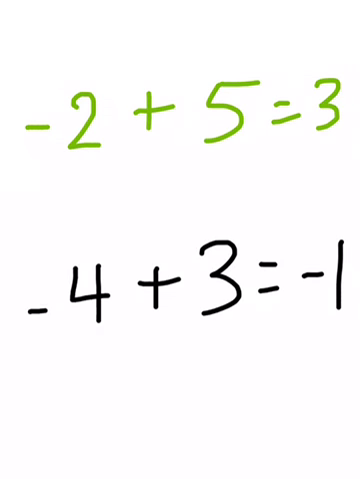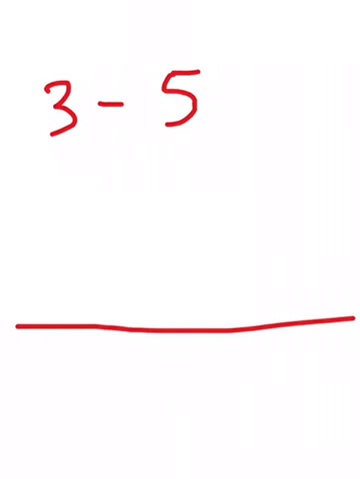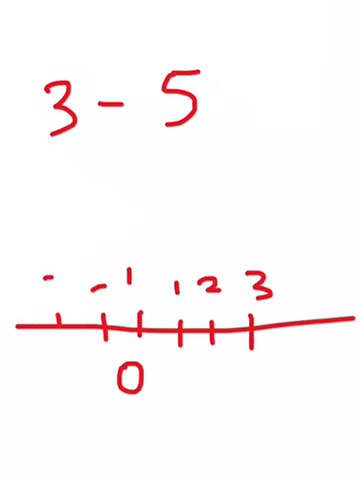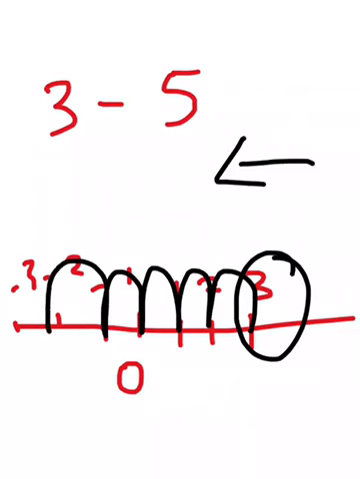So if you're subtracting, you would move the other way. So if I'm subtracting, let's say I've got a question that says 3 take 5. So on my number line, you can just draw a rough one. There's 0, 1, 2, 3, and -1, -2, -3. Start off on 3, and subtraction goes to this side, so I go 1, 2, 3, 4, 5. So I would see I get -2.